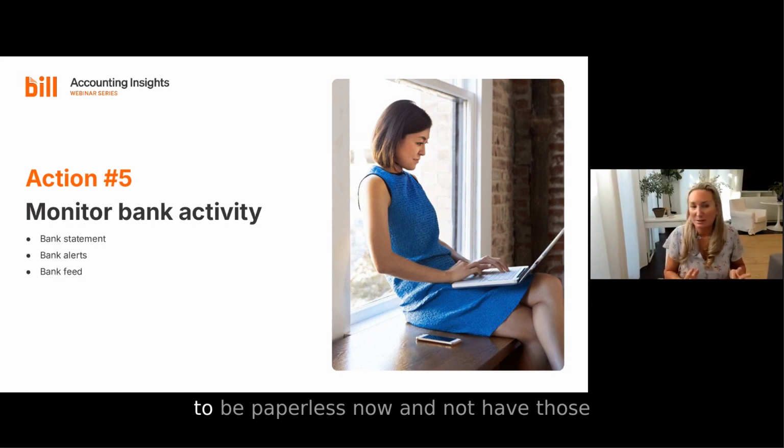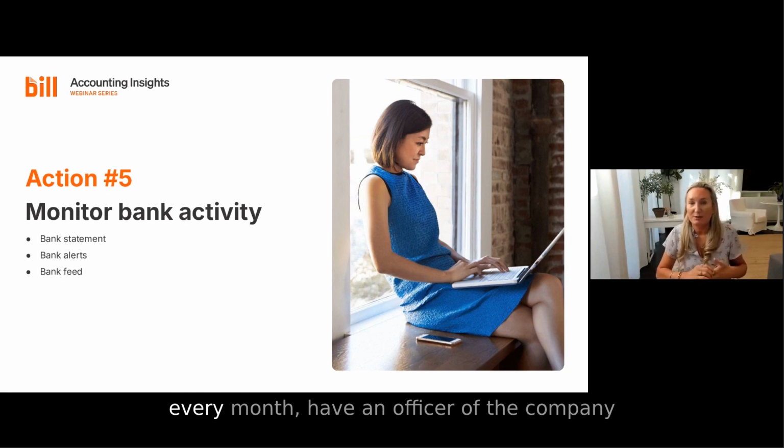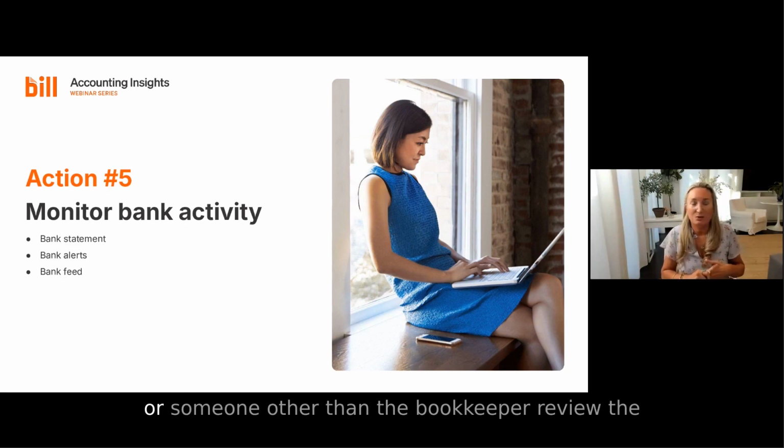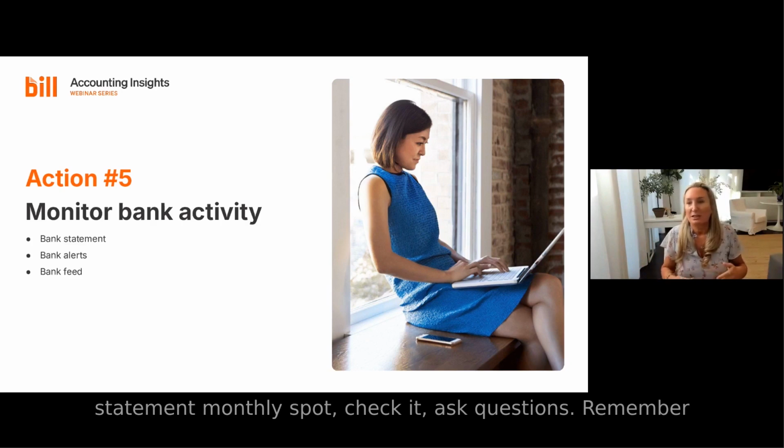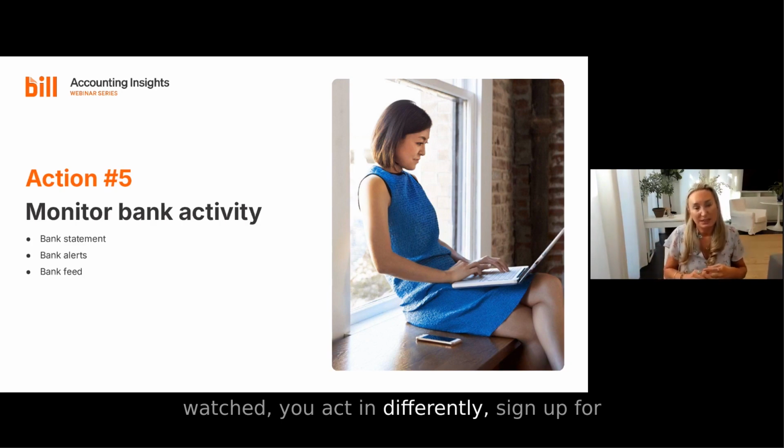I know it's so easy to be paperless now and not have those come in the mail, but whether it comes in the mail or you get a PDF every month, have an officer of the company or someone other than the bookkeeper review the statement monthly, spot check it, ask questions. Remember the Hawthorne effect. If you know you're being watched, you act differently.